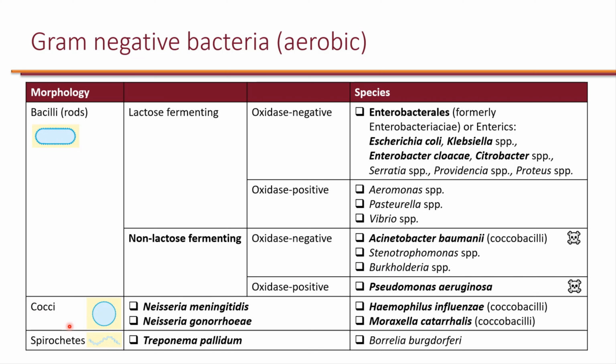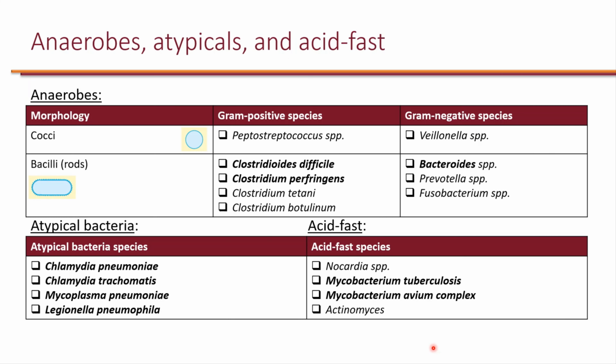And then for the cocci in the gram-negative group, we have Neisseria meningitidis, Neisseria gonorrhoeae, and then we have Haemophilus influenzae and Moraxella catarrhalis. These two are actually kind of between cocci and bacilli, so they're referred to as coccobacilli. So the shape under the microscope is between a circle and a rod. And then spirochetes, which essentially look like a spring. We have a couple of them, Treponema pallidum, as well as Borrelia burgdorferi.